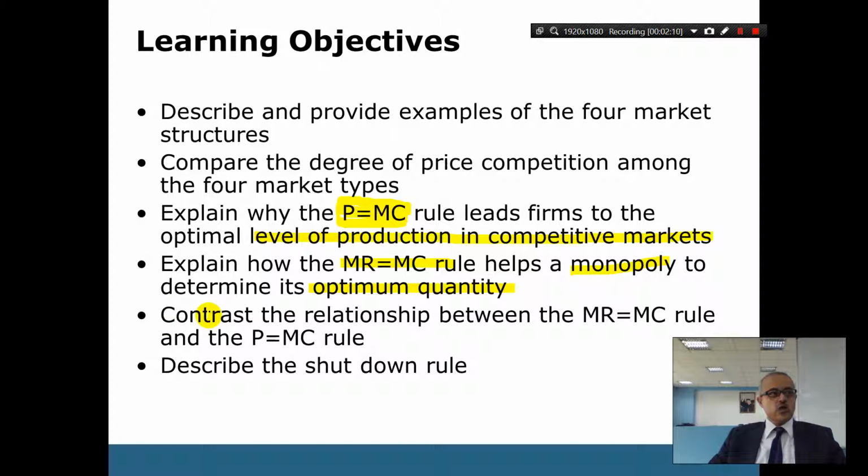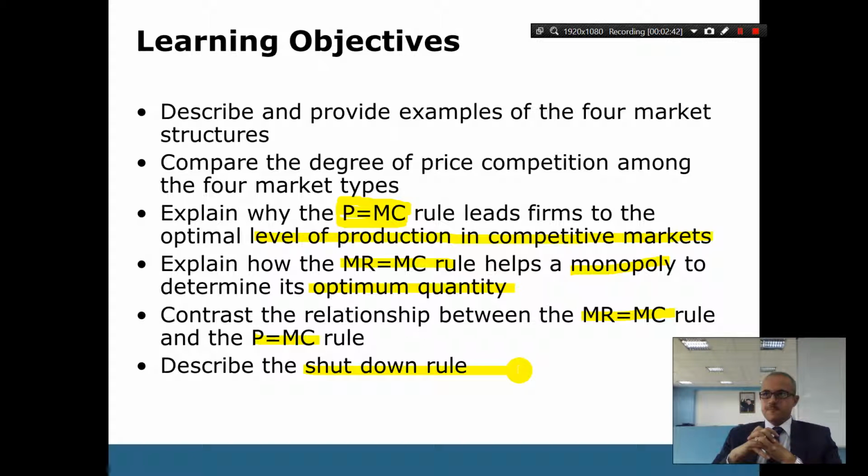And then we're going to contrast the relationship between the MR equals MC rule and the P equals MC rule. The MR equals MC rule applies to everyone, but the P equals MC rule only applies to competitive markets. And we will talk about the shutdown rule. The shutdown rule is, when do you shut down? Do you shut down if you are not making enough profit? If your profits are zero, do you still work or do you shut down? Yeah, you may still work.